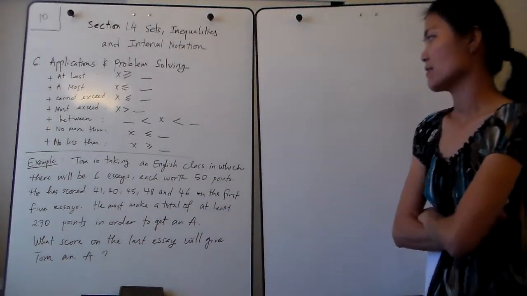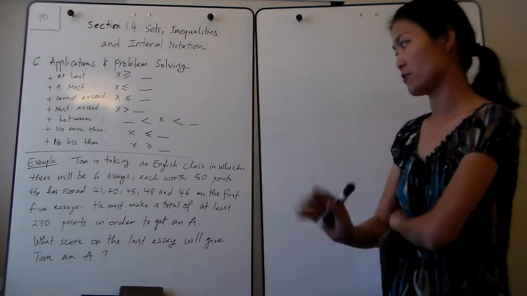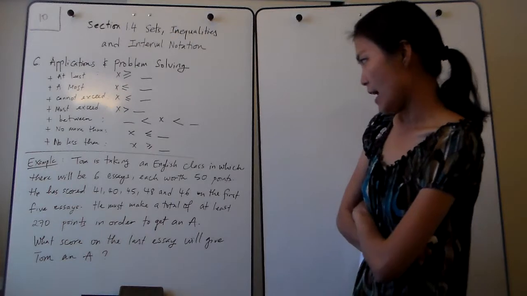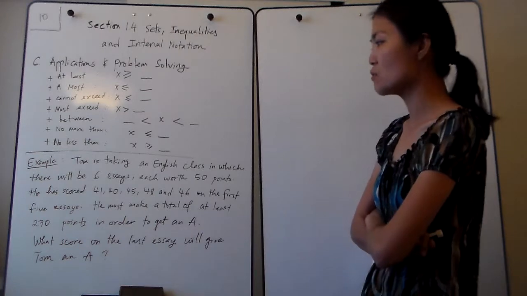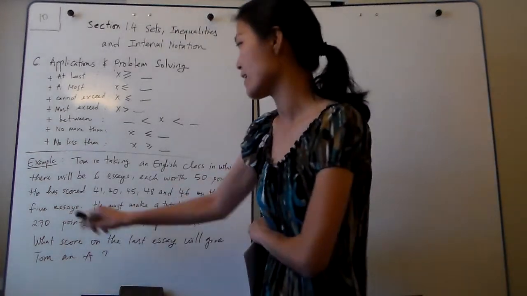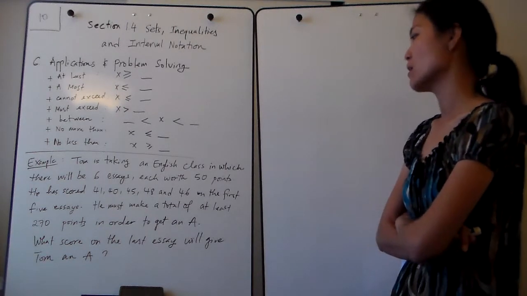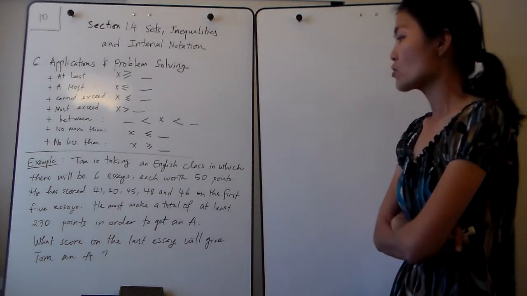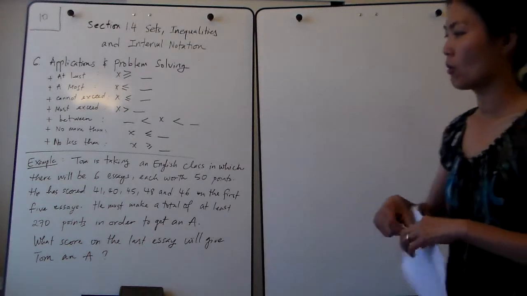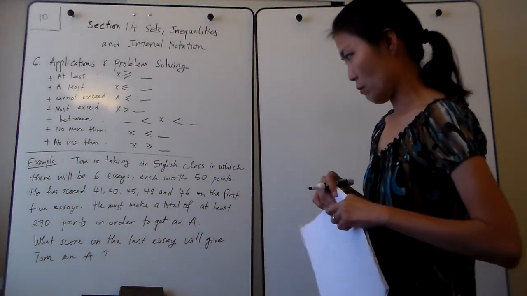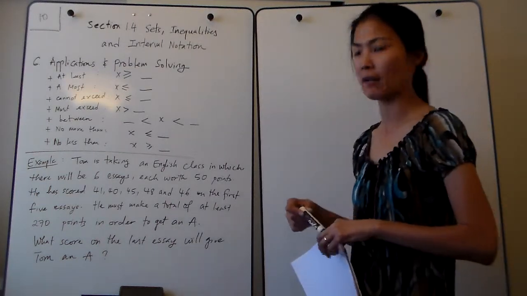Tom is taking an English class in which there will be 6 essays, each worth 50 points. He has scored 41, 40, 45, 48, and 46 on the first 5 essays. He must make a total of at least 270 points in order to get an A. What score on the last essay will give Tom an A? So we need to find what Tom's last score is that will guarantee he'll get an A in the class.